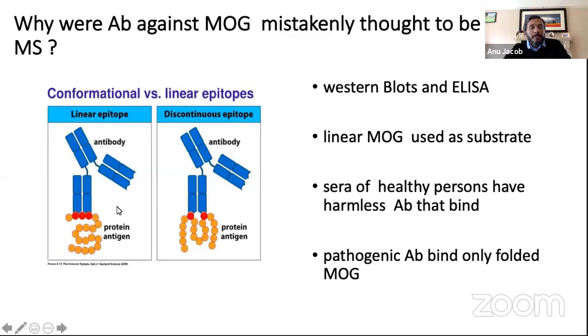So if you remember your immunology, antigens have linear epitopes, and they have conformational epitopes. So across the three-dimensional structure of the protein, there are multiple epitopes that need to be represented to the antibody for it to bind. Western blots and ELISAs that were used in the 80s actually used linear MOG as substrate. And sera of healthy persons have harmless antibodies that bind to this substrate, while pathogenic antibodies only bind to folded MOG. And therefore, these harmless antibodies were detected and thought of as MOG-IgG, and that is how it came into vogue and went out of vogue.